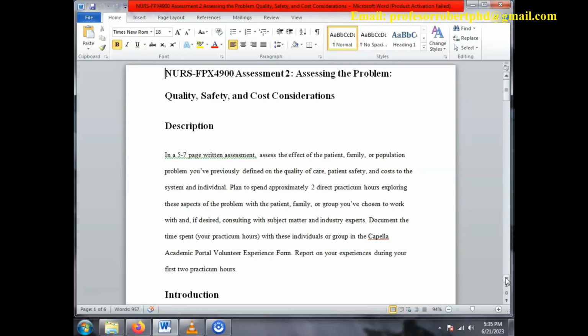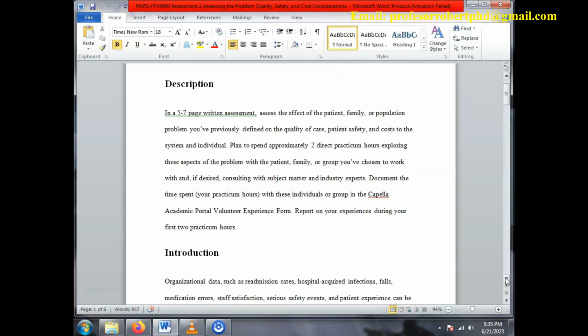There's FPX4900, Assessment 2. Assessing the problem. Quality, safety, and cost considerations. Description. In a 5 to 7 page written assessment, assess the effect of the patient, family, or population problem you've previously defined on the quality of care, patient safety, and costs to the system and individual.